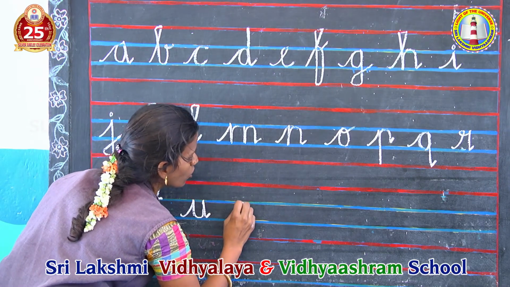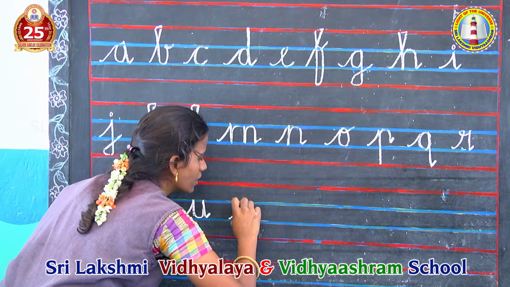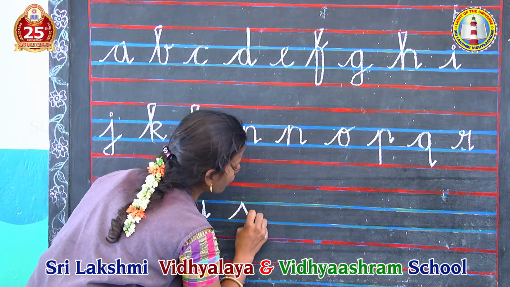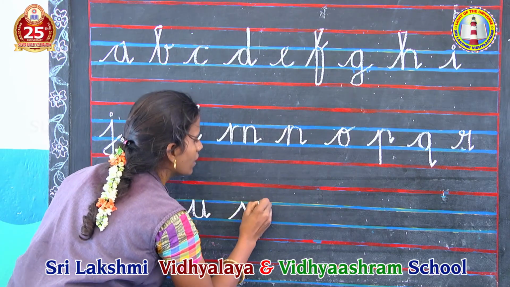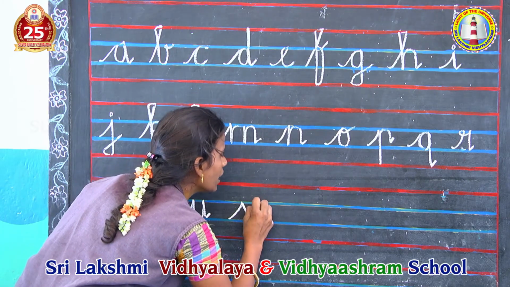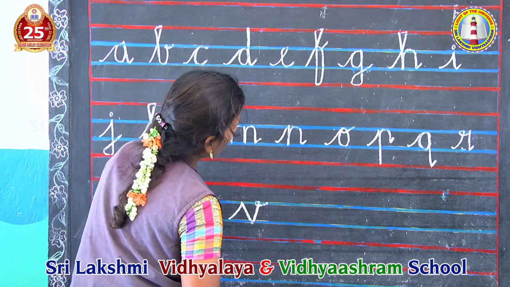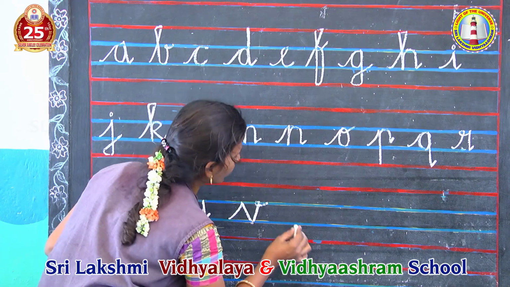Draw a stroke line and then right side of the slanting line and then left side of the slanting line and then make a middle of the curve. It's called V. Next we write the letter W.